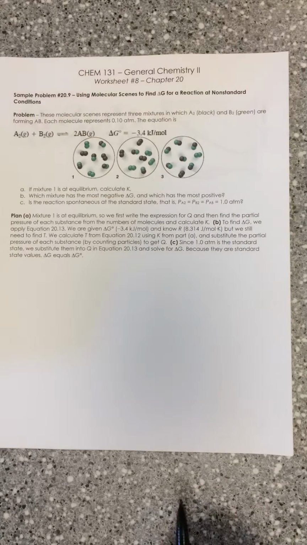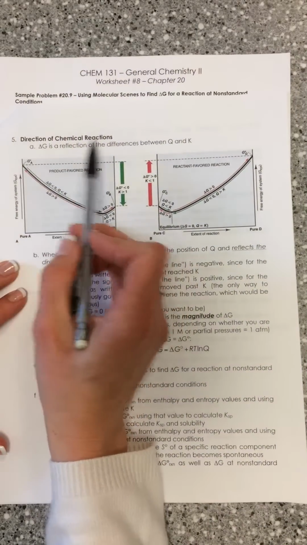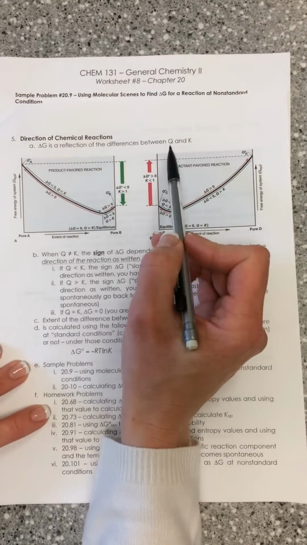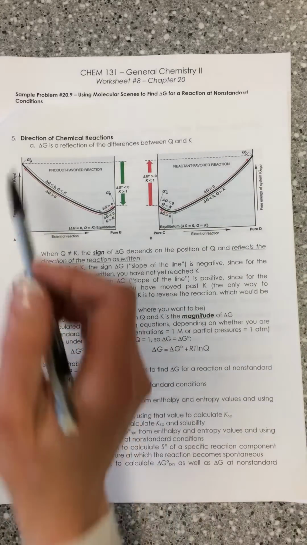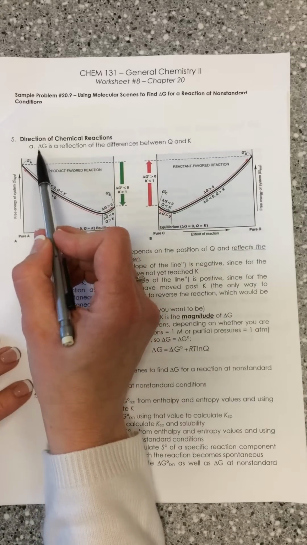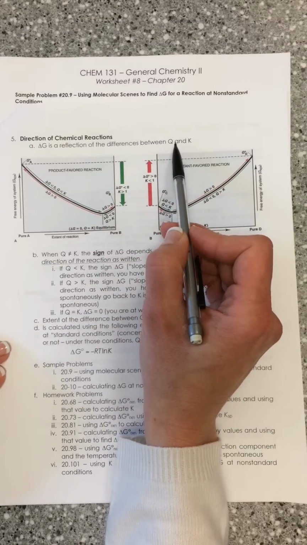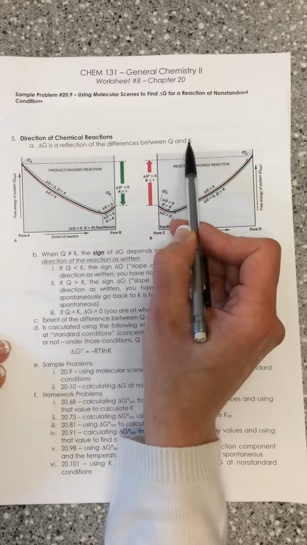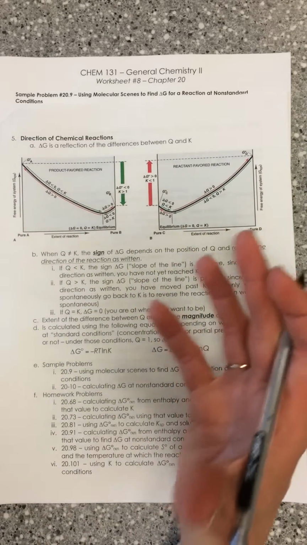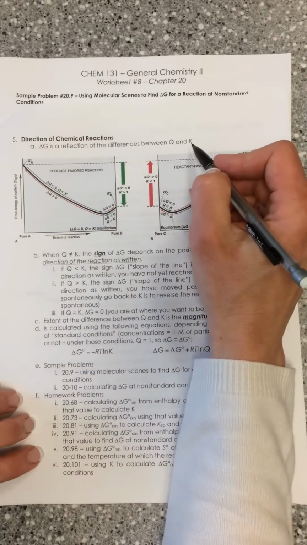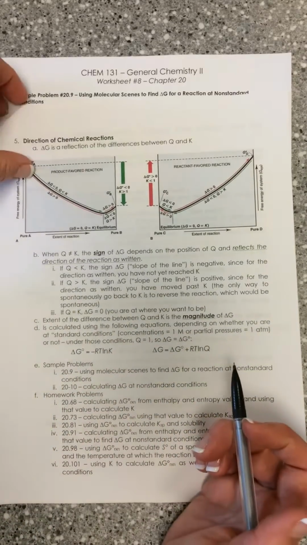Our last section of chapter 20 here talks about direction of chemical reactions. And when we talked about directions of chemical reactions before, we were really talking about equilibrium constants. And so really this section is about relating the spontaneity, or the delta G of a reaction, to where you're at compared to where you want to be. So remember when we talk about Q, that's kind of saying here's where you're at, a snapshot of the concentrations that you have. And K is the concentrations that you want to be at equilibrium.